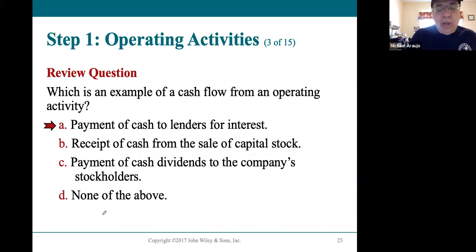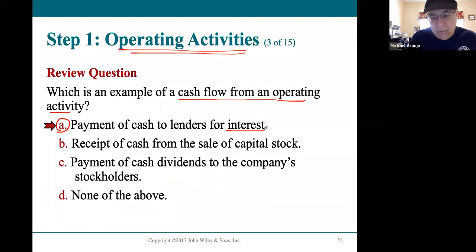Okay. So one thing you have to understand too is this, we're looking at operating expenses. So everything that would be on the income statement, right? So which would be an example of an operating activity? Okay. Well, they say A. Why? Well, because when a company pays interest on a loan, the interest is expensed. So the interest expense would be on an income statement. And so it's an operating activity.